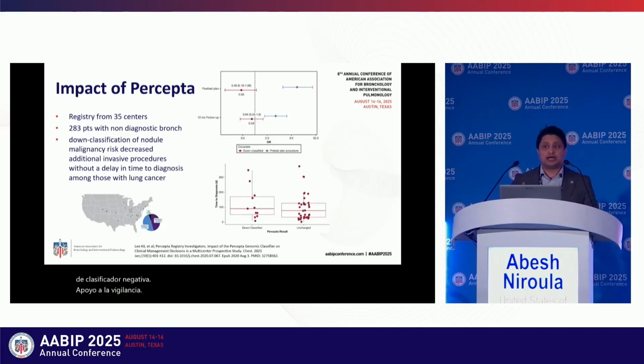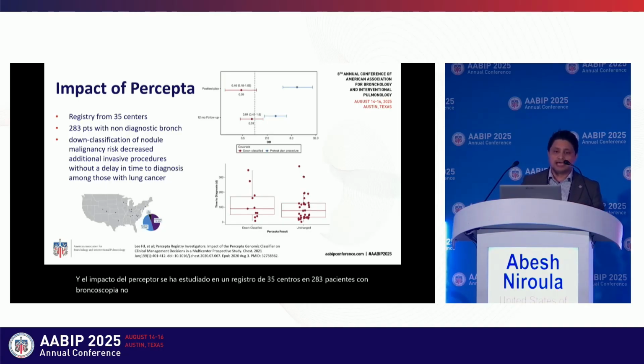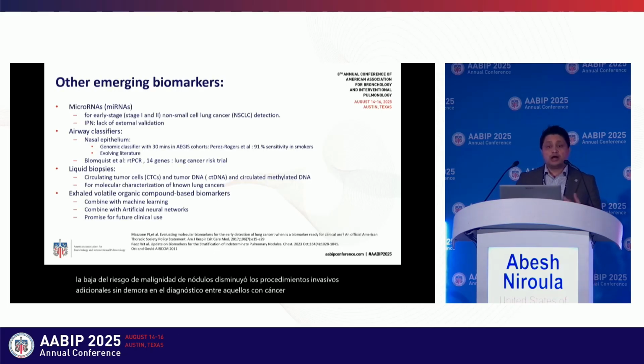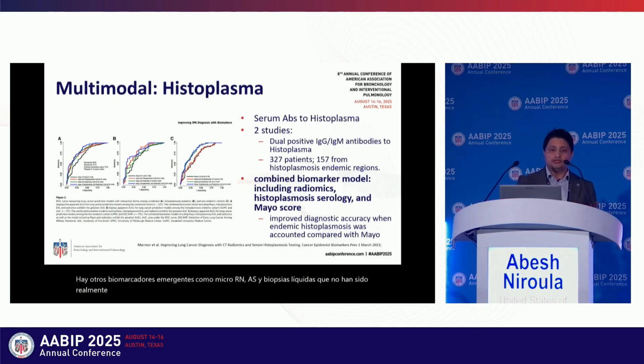And the impact of Percepta has been studied in a registry from 35 centers in 283 patients with non-diagnostic bronchoscopy. The authors reported in this paper that down-classification of the nodule malignancy risk decreased additional invasive procedures without a delay in the diagnosis among those with lung cancer. There are other emerging biomarkers like microRNAs and liquid biopsies, which have not been really validated in the intermediate risk population.